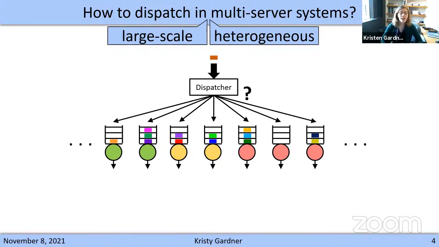Now we can imagine implementing a policy like JSQD. There's nothing preventing the dispatcher from executing this policy. But we want to ask ourselves whether this is still a good idea once our servers are not all the same.